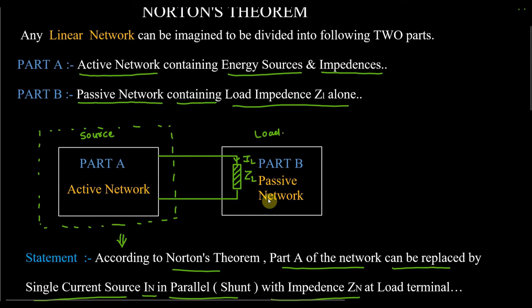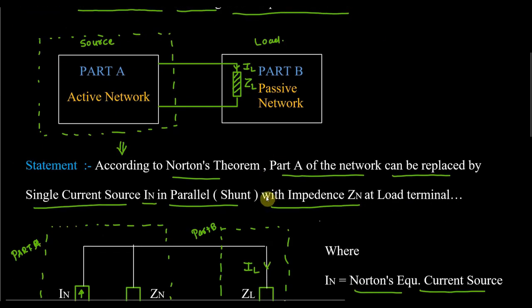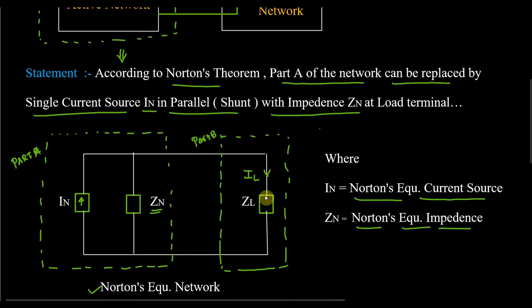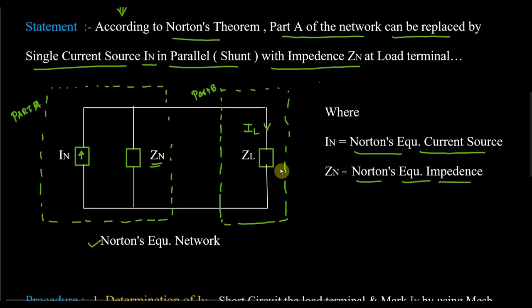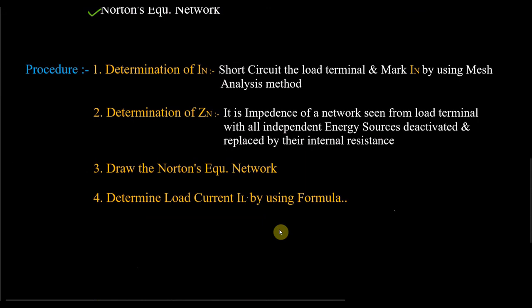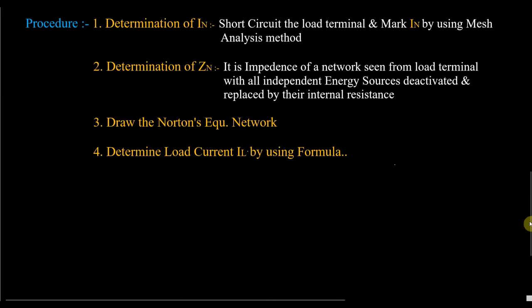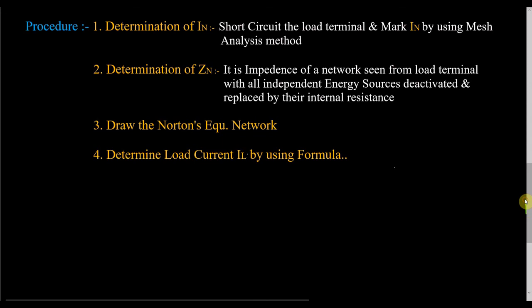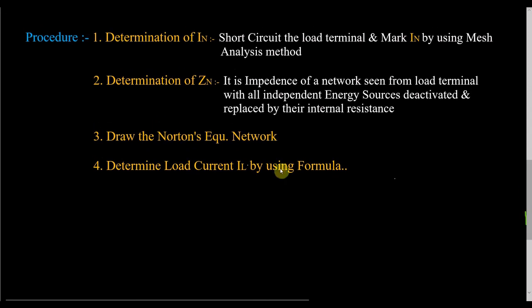So according to Norton's theorem, any linear bilateral circuit can be replaced by a single current source in parallel with an impedance at the load terminal. So your load terminal is the same. Now, when we have to apply Norton's theorem to any numerical, there are certain steps that we have to understand. I have written the procedure, or the steps involved, to solve any numerical. So what is the first step?